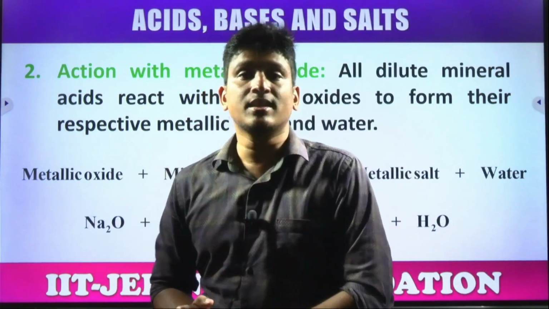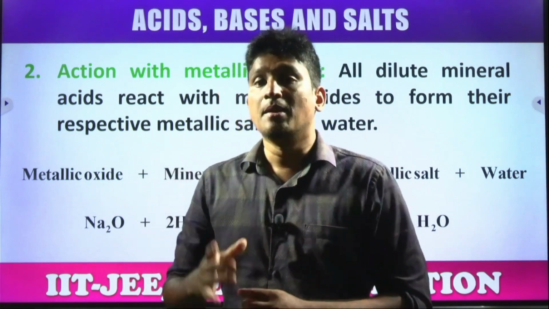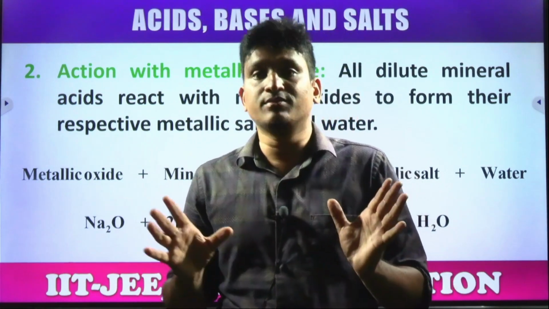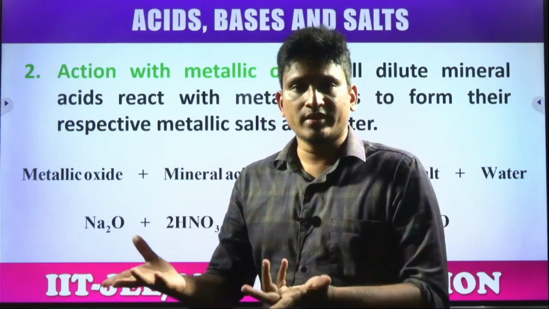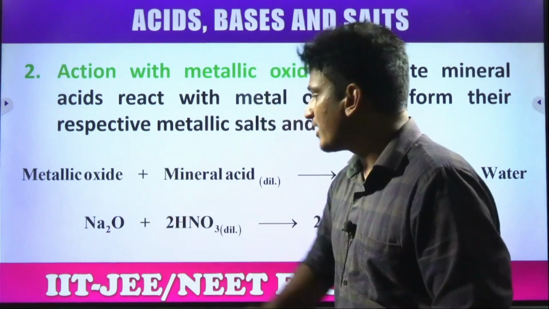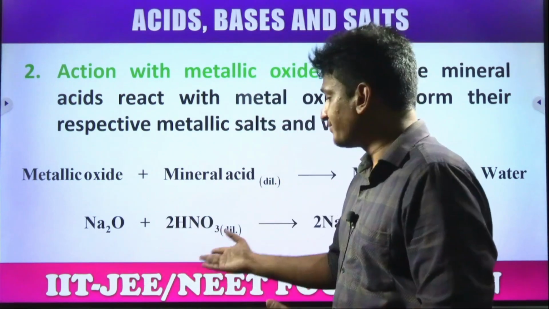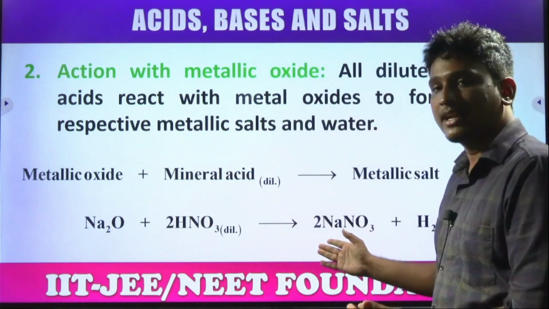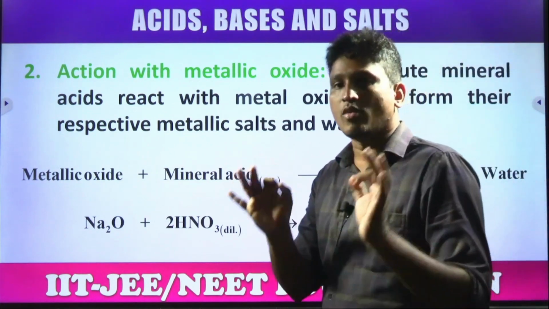Metallic oxides are basic in nature, like we discussed in the previous slides. Non-metallic oxides are acidic in nature, metallic oxides are basic in nature. Now when acids react with metallic oxides, which are basic in nature, what components do you expect are produced? Salt and water. When acid reacts with base, what do we get? Salt and water. So here, sodium oxide is a metallic oxide, a base, right? HNO3 is an acid, nitric acid. When this acid reacts with this metallic oxide, we get the respective salt, which is sodium nitrate, and H2O. Salt and water are produced.